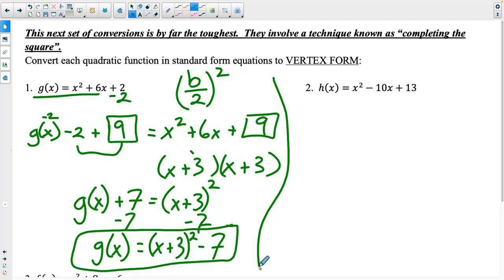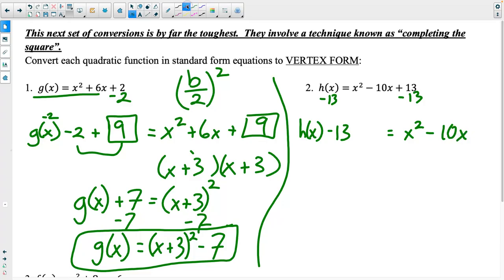We're going to start this next one. We're going to do it together. This is here as a guide. What was the first step I did on number 1 that I need to do to number 2? Subtract 13. I need to move C over. So I subtract 13. And so I have h of x minus 13 equals x squared minus 10x.